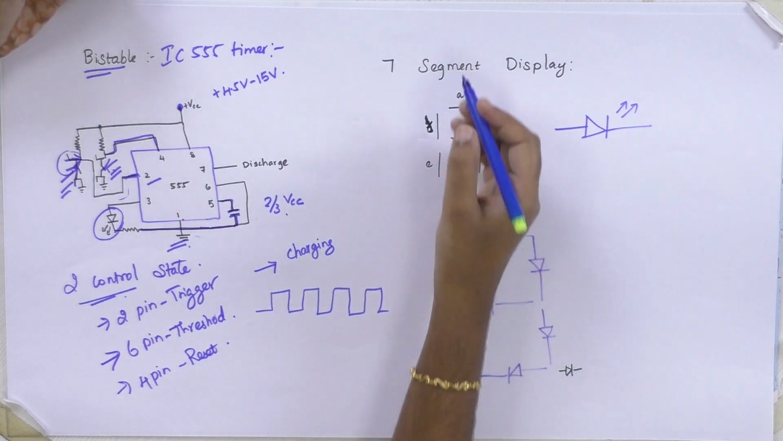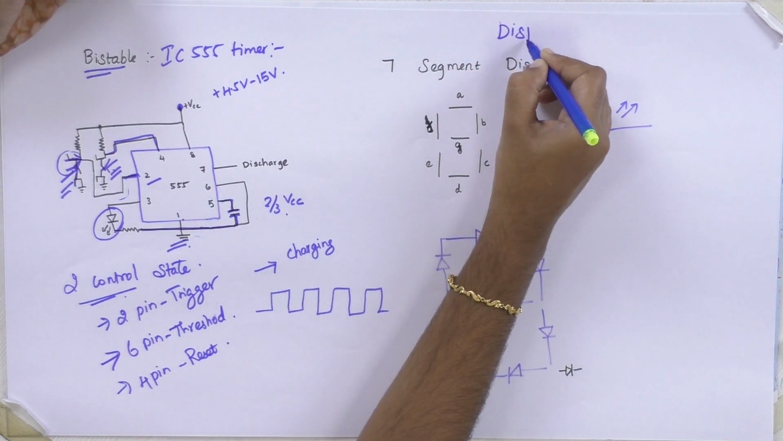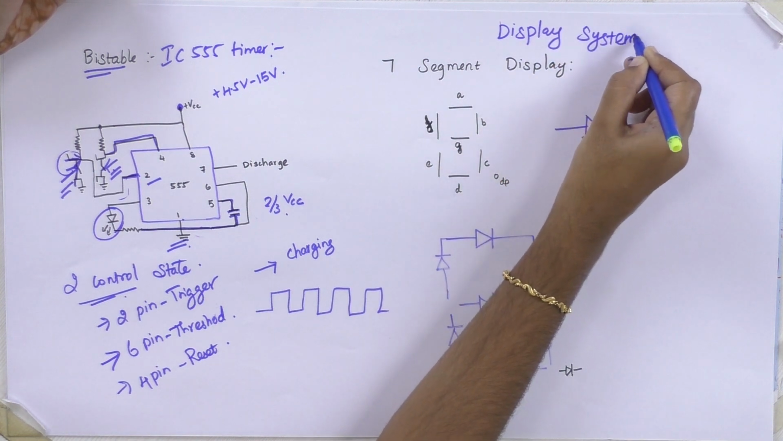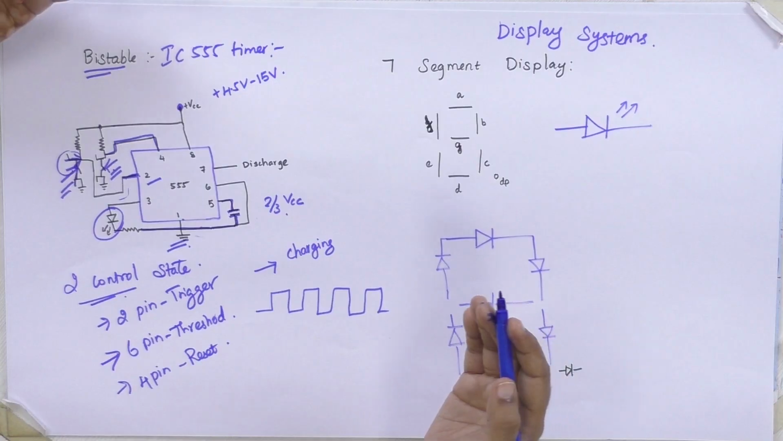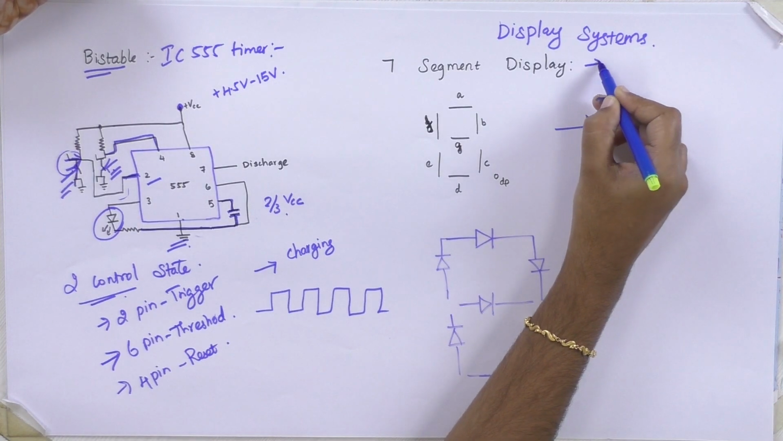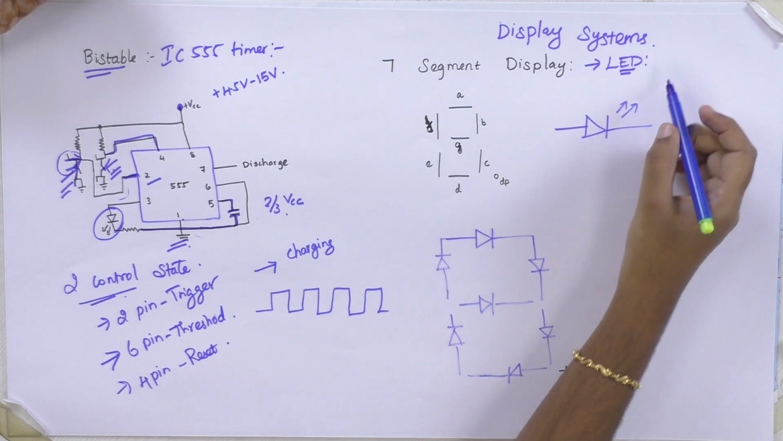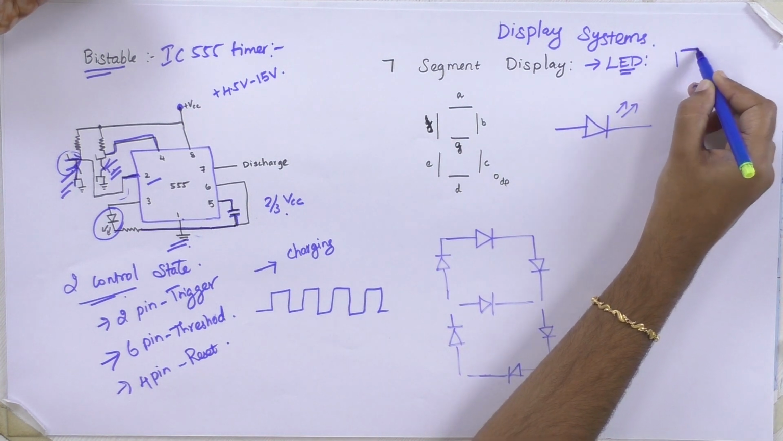Your next topic is display systems. There are different types of display systems available. One is LED, another is LCD, liquid crystal display, and light emitting diodes. These types of display systems are available. Now we are going to see the LED display system. This we have seen often in day-to-day life.